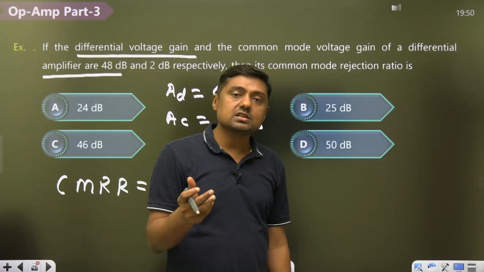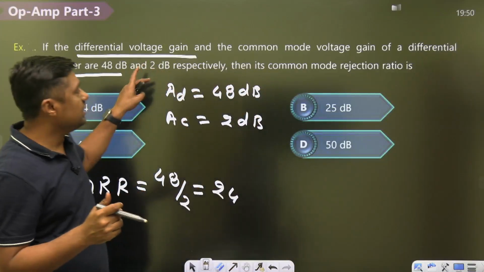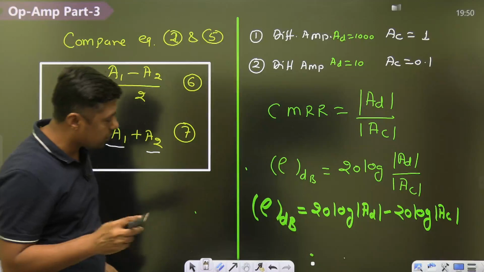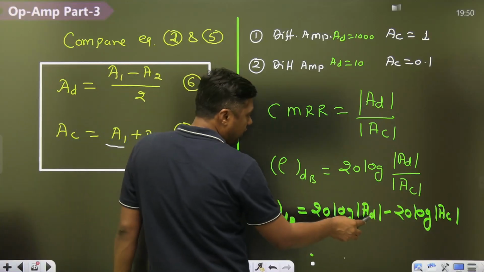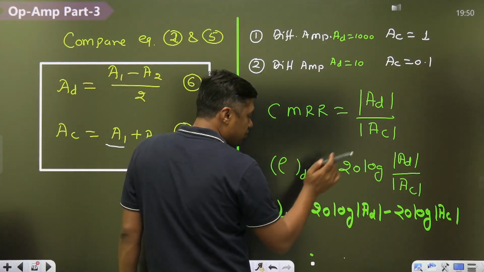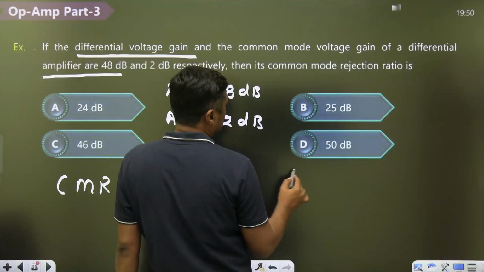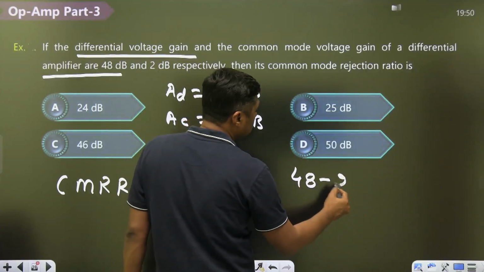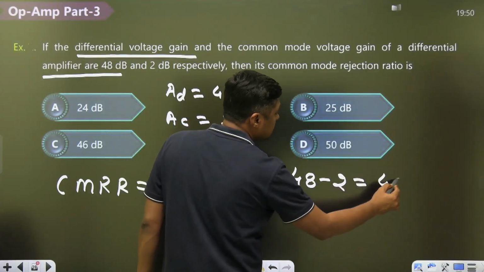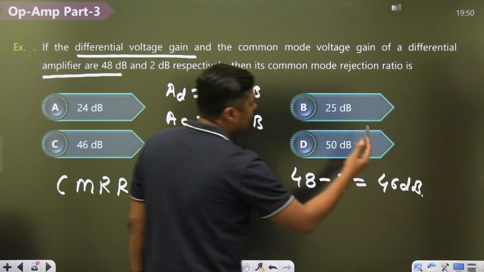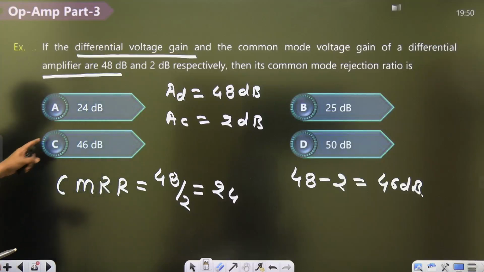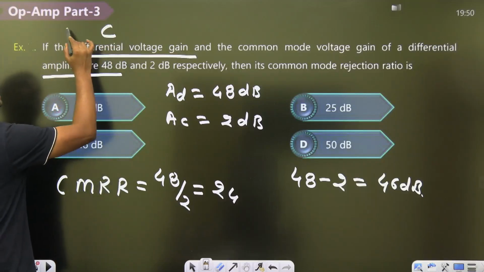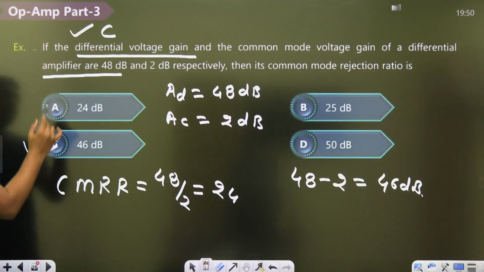So what is the right answer? My dear friends, it is in dB, and that's why you have to use this formula: 20 log of AD minus 20 log of AC, which means we have to subtract. 48 minus 2 will become 46 dB. This is the value of the CMRR, and the answer for this question is C, not A.